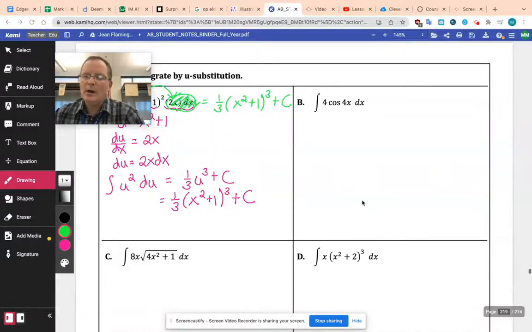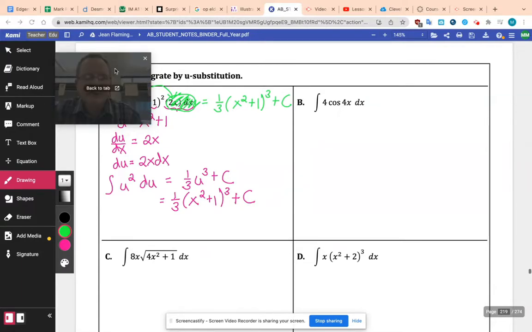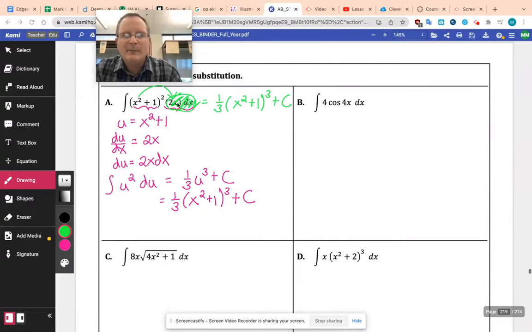Okay, so on example 1B, if you're looking at what possibly could be u, well, remember it's going to be whatever you think might have had a chain rule applied to it. Okay, that is a good way to think about it. And so a lot of times that's the most inner part. So, like on A, the most inner part was x squared plus 1.